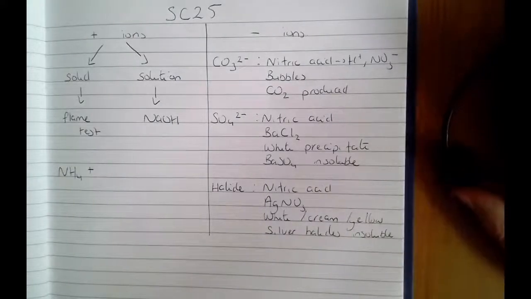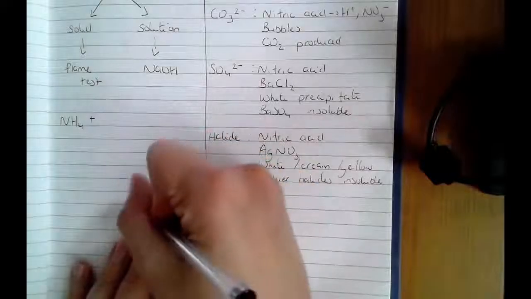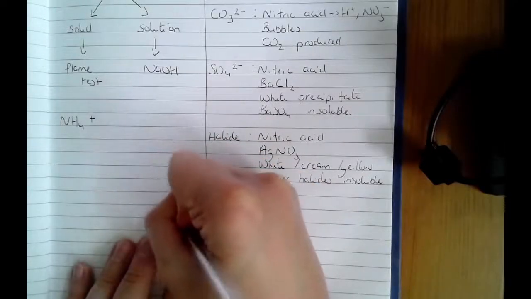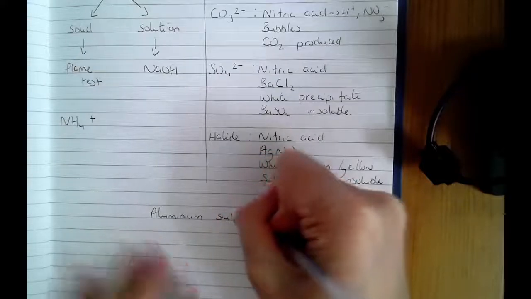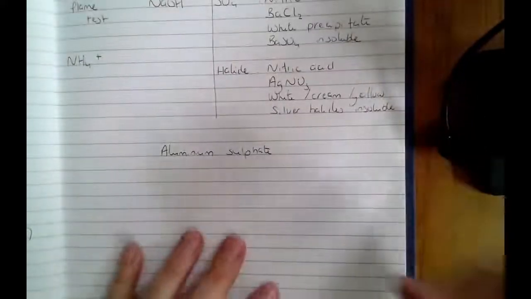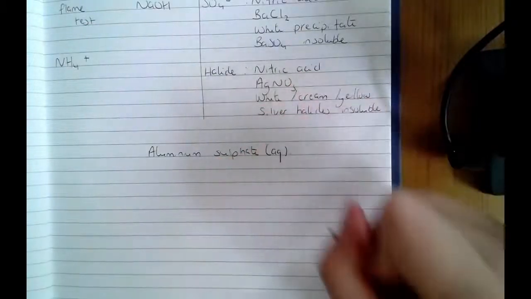Now, I'm just going to do some example questions here, because what they can ask you to do is they can ask you for equations. So let's just say they tell you that you have got aluminium sulfate, and they want you to do tests to prove that you've got aluminium and to prove that you've got the sulfate ion, and they tell you that aluminium sulfate is in solution.